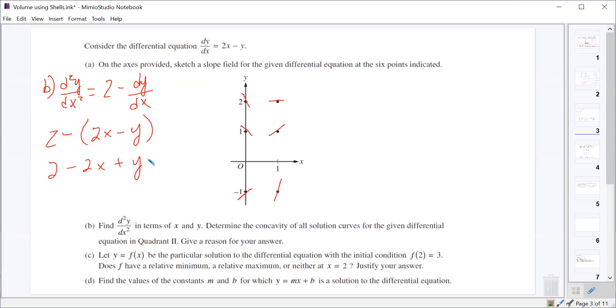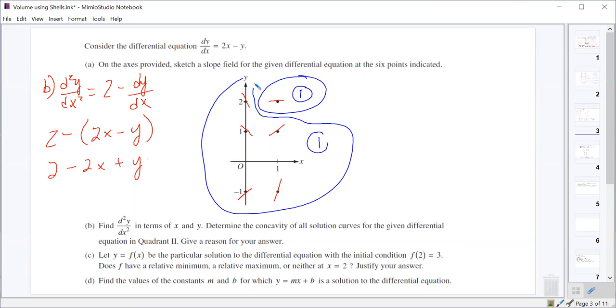Okay, so it looks like they gave 2 points for your slope field. Literally 1 point for this one, and 1 for all of the rest. And then the second derivative here was worth 1 point. And then they asked you to determine the concavity of all of the solution curves in quadrant 2.